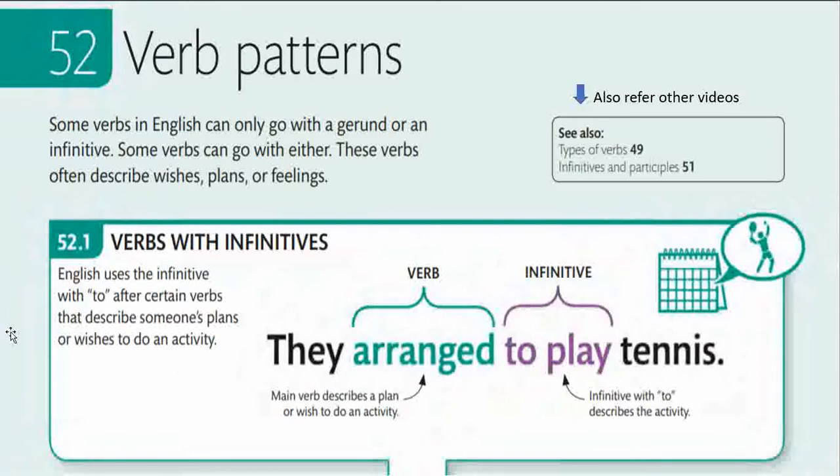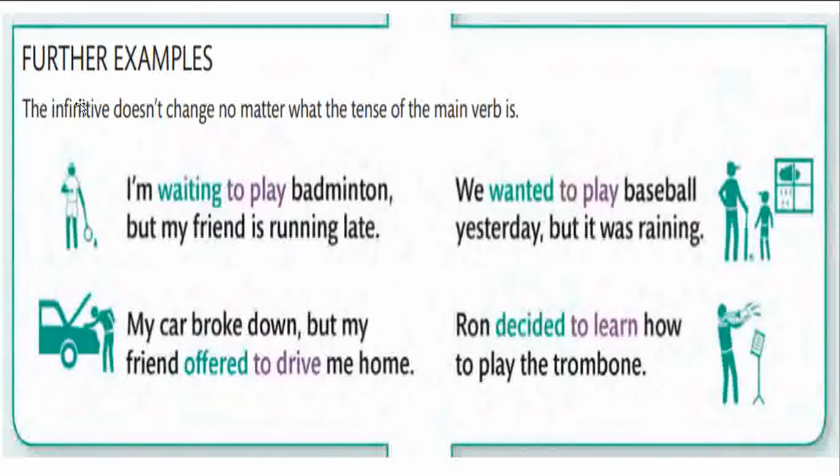Now let us see certain examples of how these are constructed. The infinitives don't change no matter what the tense of the main verb is. That means to play, to drive, to learn, they remain as such. The construction is to and the base form of the verb together. Now let us see. I'm waiting to play badminton, but my friend is running late. The main verb is waiting. Waiting for what? To play is describing what the person is waiting for.